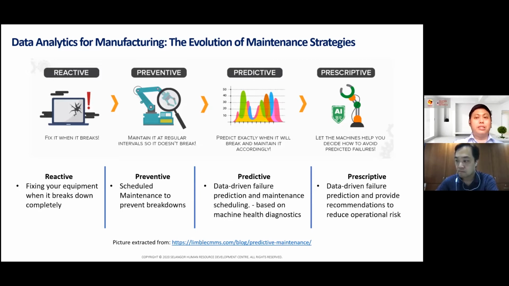Predictive is basically using data, right? Data that you collect from the condition monitoring to actually do health diagnostics of the machine, and therefore identifying the point that they will start to fail, right? And prescriptive, of course, will go into a bit more beyond, where the machine will actually be able to utilize AI methodologies, right, to actually prescribe to you what is the potential analysis and actions that can be taken to solve your issue, right?